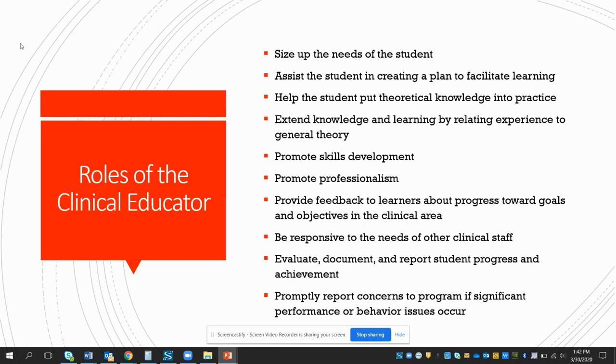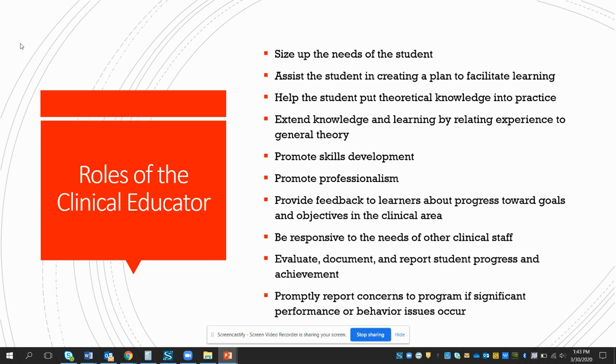You're going to extend their knowledge and learning by relating experience back to general theory. So again, just tying those pieces together. Promote their skills development, promote professionalism, and one of the best ways that we can do that is by demonstrating it ourselves, being professional ourselves. Providing feedback to learners about progress towards goals and objectives in the clinical area. So again, if you have the same student multiple times, letting them know, hey, I see your progress, you're getting better. What we're working towards is really happening here.